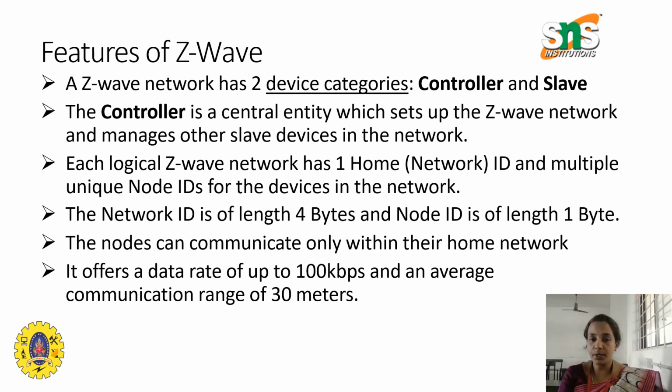Each logical Z-Wave network has one home network ID and multiple unique node IDs for the devices in the network. The network ID is 4 bytes in length and the node ID is 1 byte in length. The nodes can communicate only within their own network. It offers a data rate of up to 100 kbps and an average communication range of 30 meters.